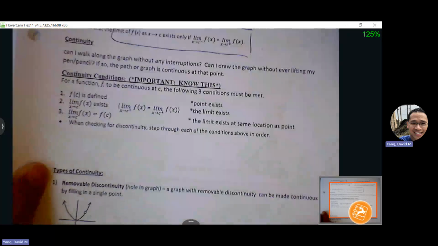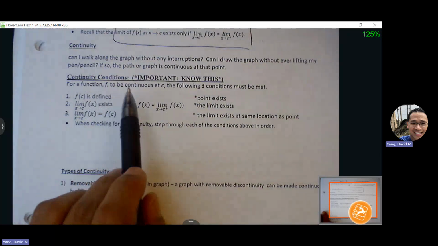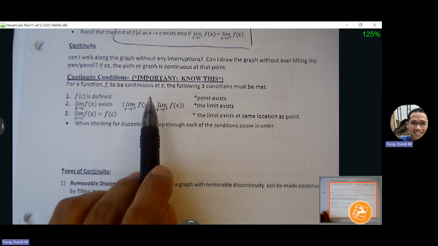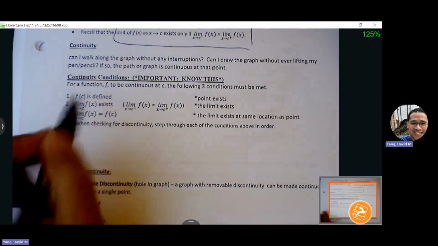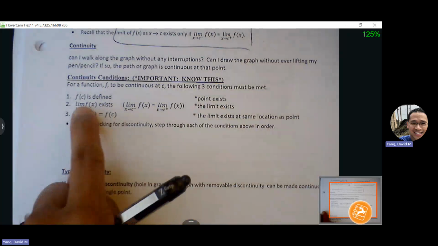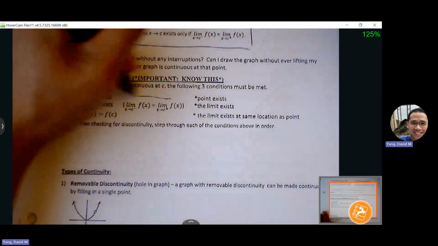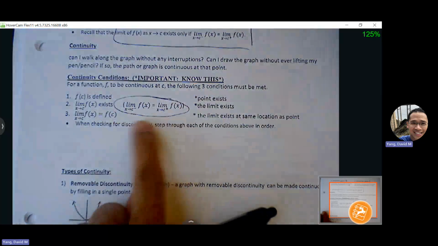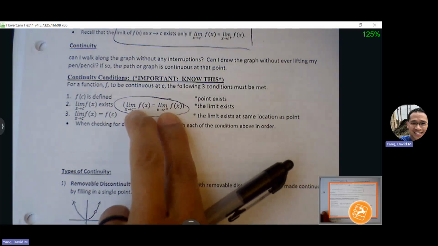So here are the three conditions, and then we can talk through them. If the graph is going to be continuous at a point, it's got to meet these three conditions. First, the point has to exist. f of c is defined. So we're going to find that point, and the point exists. Second, the limit has to exist. And sometimes we have to look at the one-sided limits. We have to look at the arrows and see if they are in agreement. There are times where we have to rely on the one-sided limits.